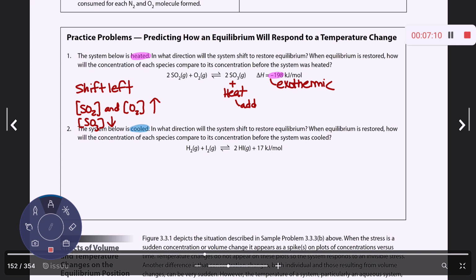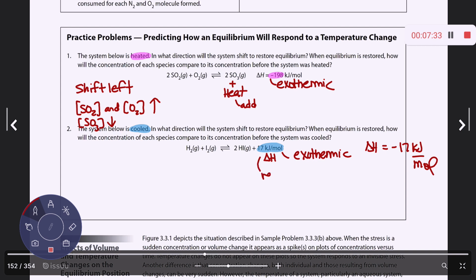Number 2. We're cooling this reaction. Notice they gave us a thermochemical equation with the delta H value inside of it. So this is my delta H. Since delta H is written on the product side, that means that this is also an exothermic process. Normally this delta H would be written as negative 17 kilojoules per mole.